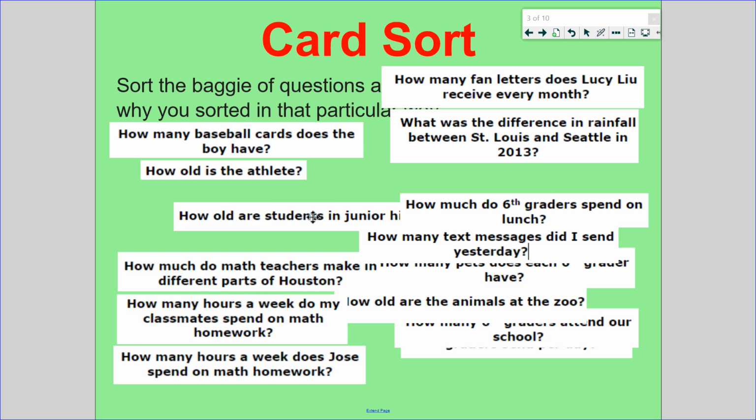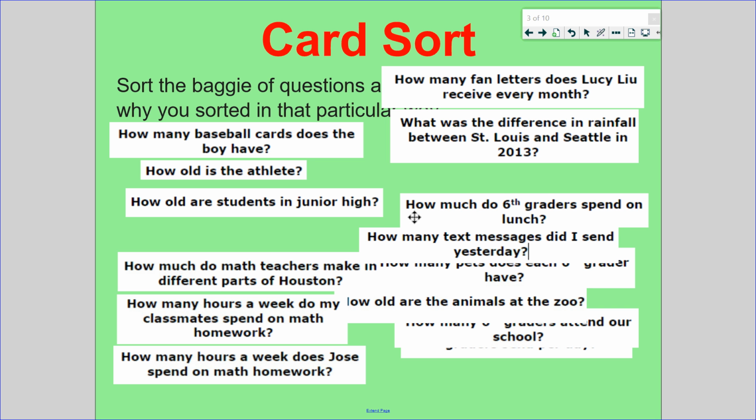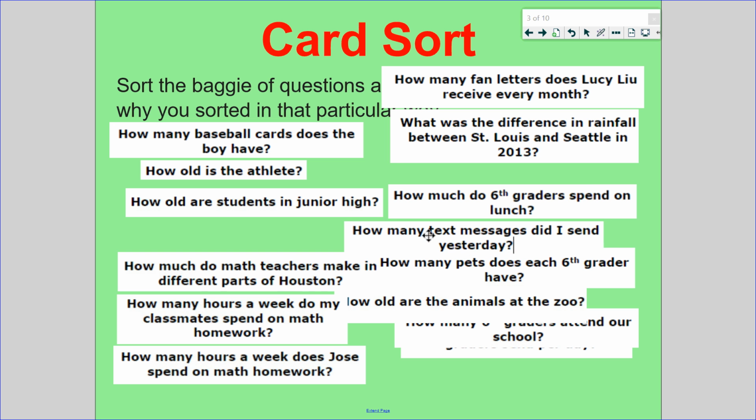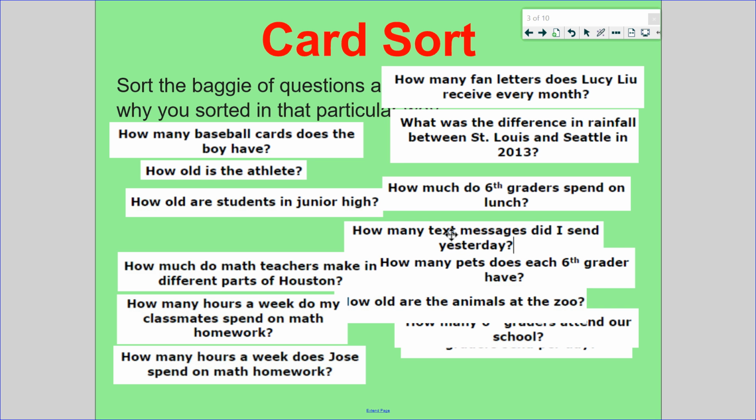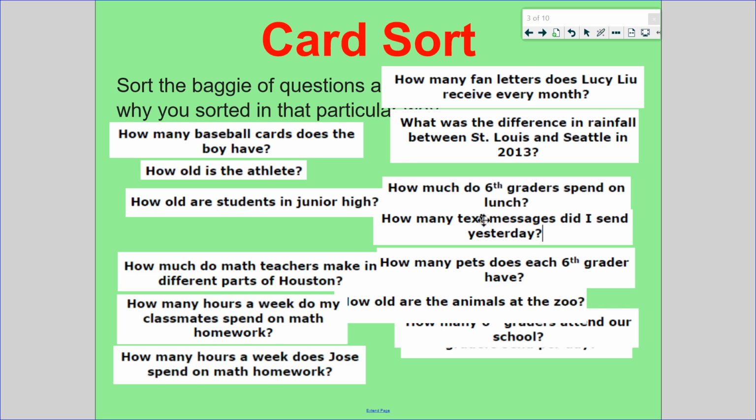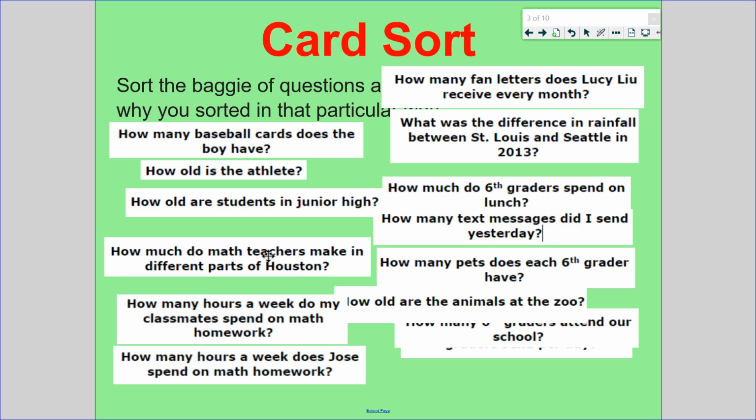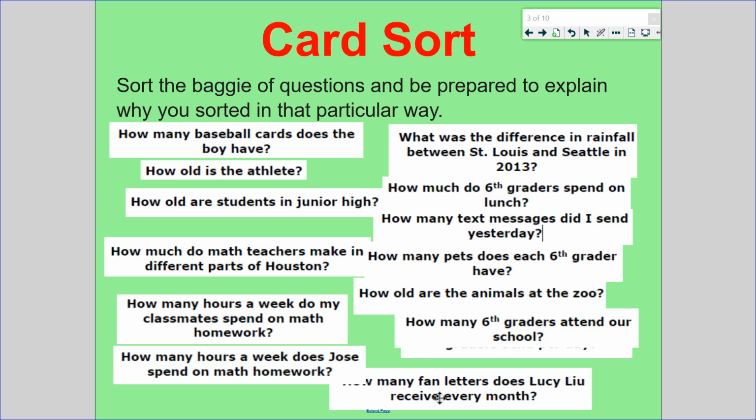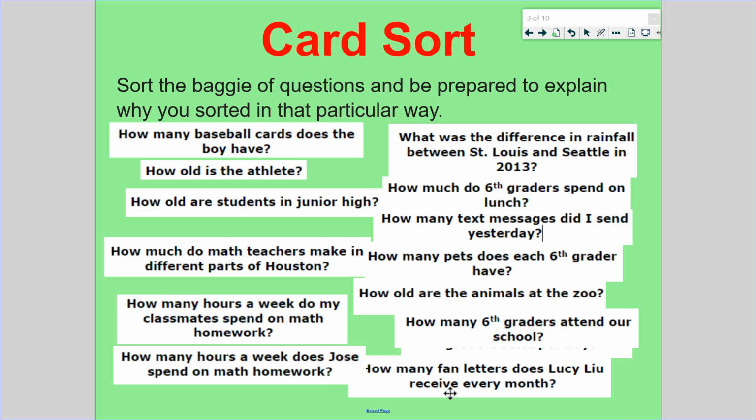How old are students in junior high? How much do sixth graders spend on lunch? How many text messages did I send yesterday? So all these, the answer is going to be a number. How much do math teachers make in different parts of Houston? How many pets does each sixth grader have? How old are the animals at the zoo? I'm not really sure how to sort them. Actually, I do know how, but I don't want to give it away. So I'm going to leave it blank and go to the next slide.